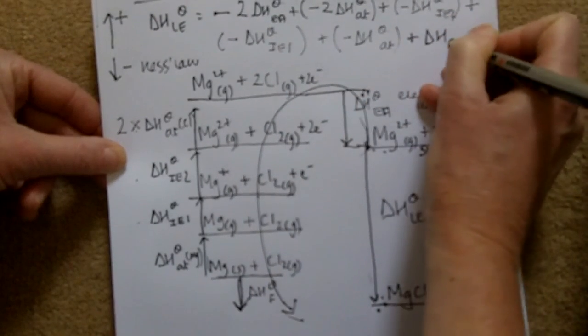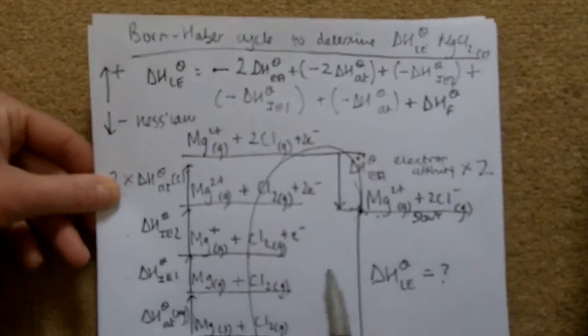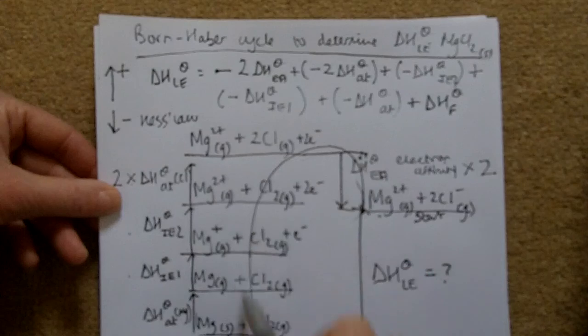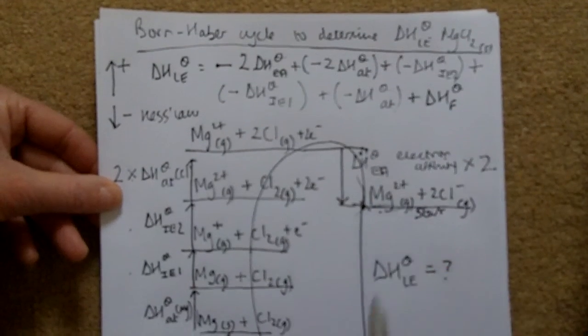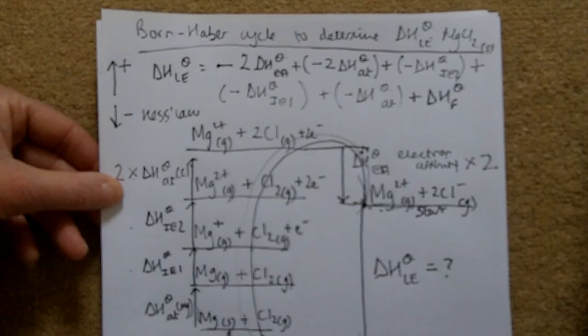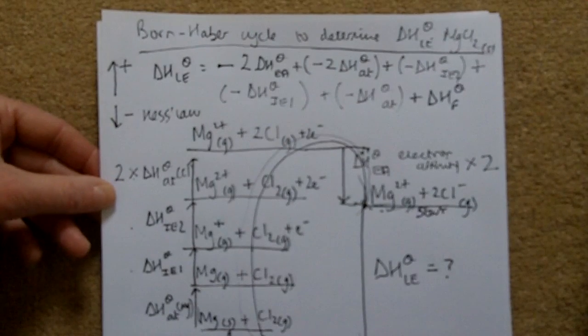And delta H formation. But it's the idea, it's a cycle. Now you can approach this in different ways, but as long as you're trying to find the start and the end, and you can go around that direction. But there are other ways to do it, and that will give you the answer.